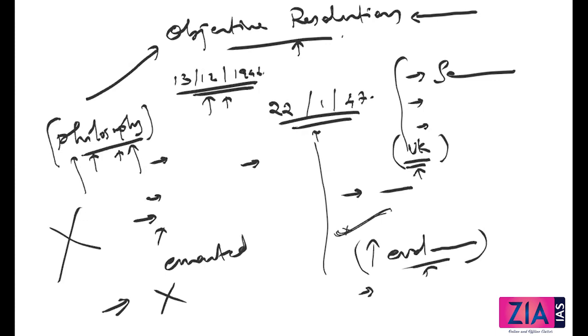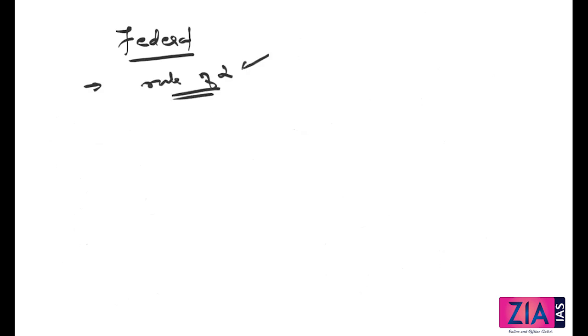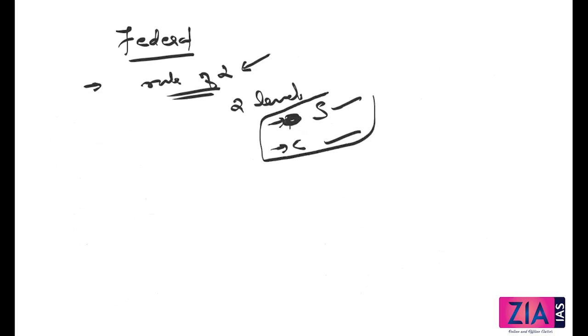Do we need to discuss the federal form of government? When you see a federal form, the key point is that it is a rule of two. Diarchy is also a rule of two, but understand that this is at two levels, whereas the other one is at the same level. Two levels means the provincial level and the central level, or now, forgetting provinces, the state level and the center level.